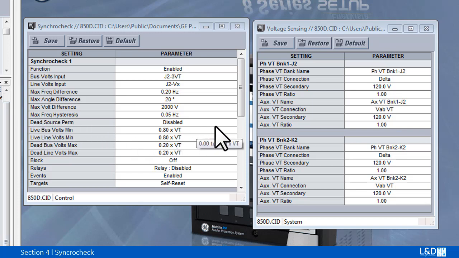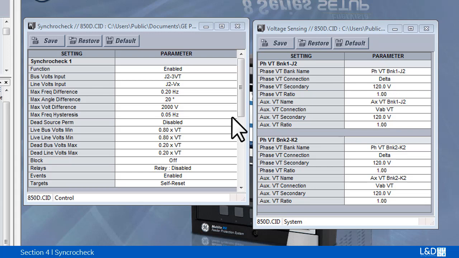For the hysteresis setting, once the Synchrocheck element has operated, the frequency difference must increase above this sync max frequency difference plus the sync max frequency hysteresis sum in order to drop out the relay.